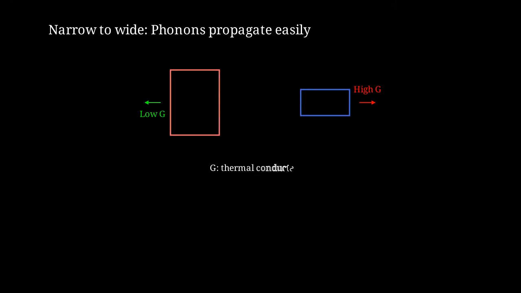Here we show the asymmetry. G represents thermal conductance. In one direction G is high, in the other direction G is low. The ratio between these conductances is the rectification factor.